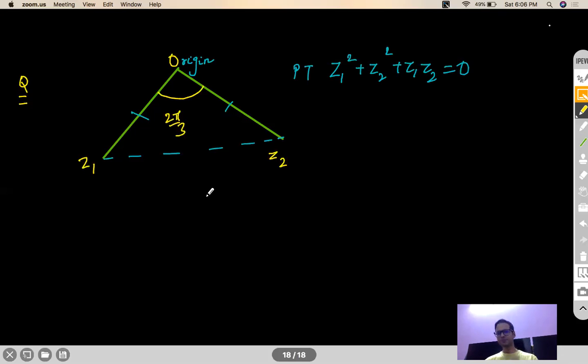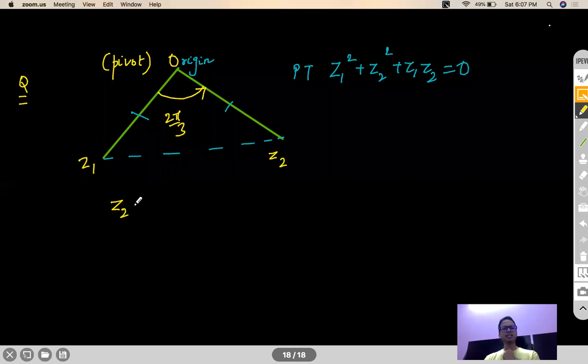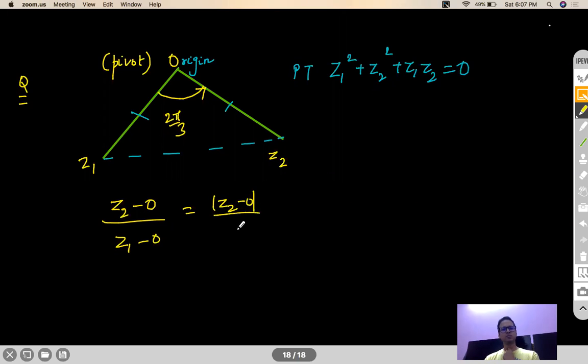Anybody could do it? Okay, so let us assign some direction, random direction. I'll put anti-clockwise. Okay, and if I write Koni about origin, so let's say I take this as a pivot point. Okay, very good, Pranav. So I can write Z2 minus 0 by Z1 minus 0 equals mod Z2 minus 0 by mod Z1 minus 0 times e to the power i 2 pi by 3. Correct? Now, mod Z1 and mod Z2 are equal because this length is equal, right?